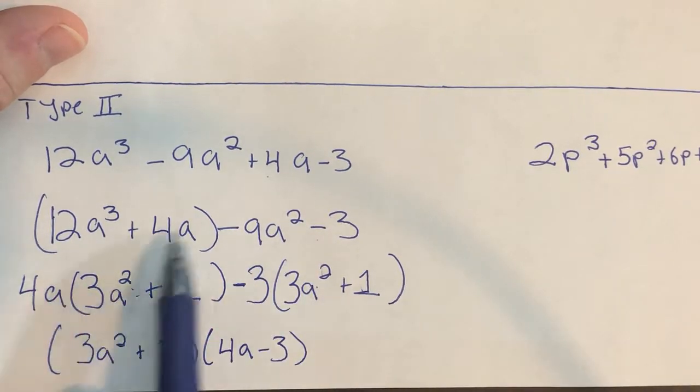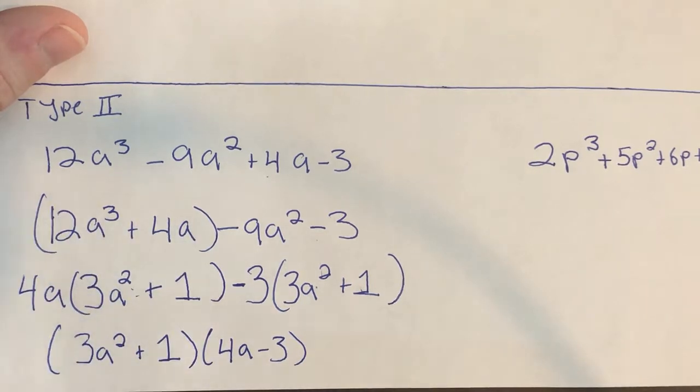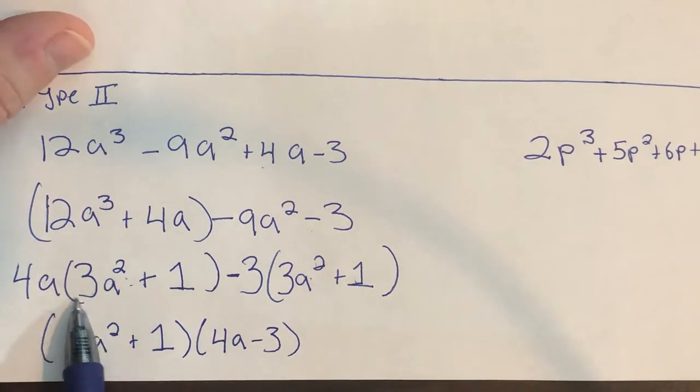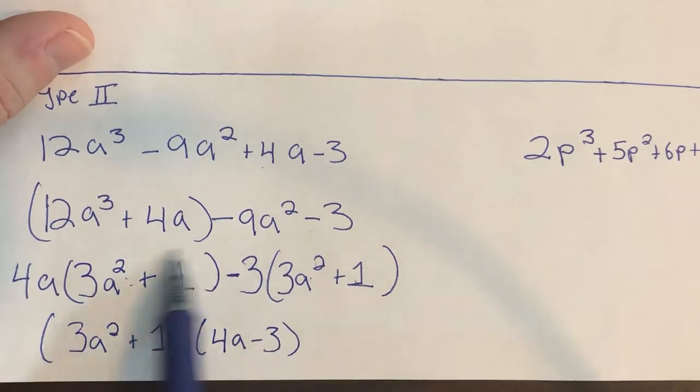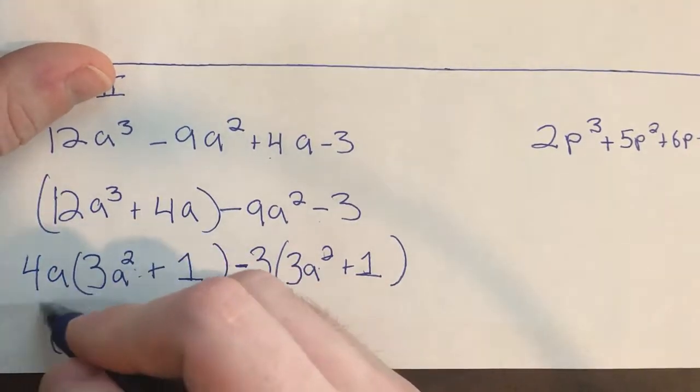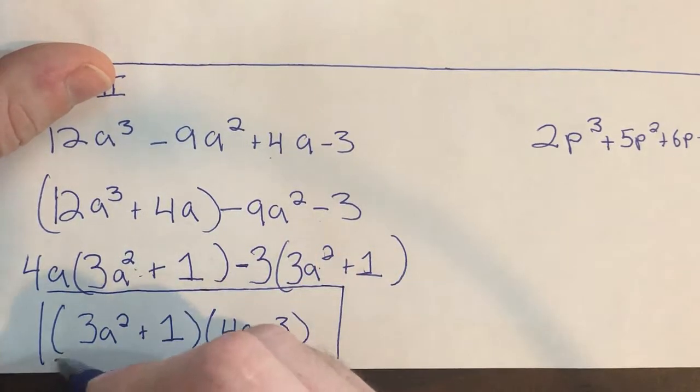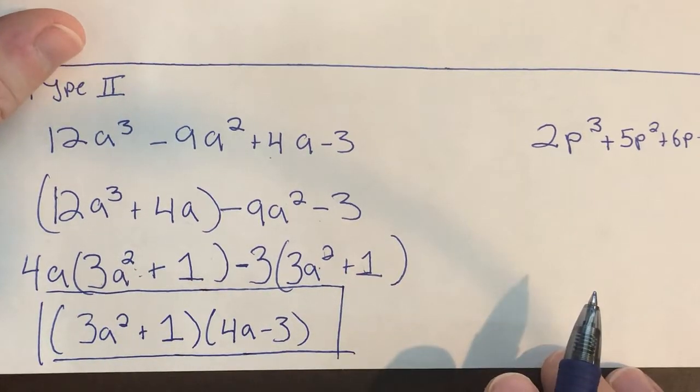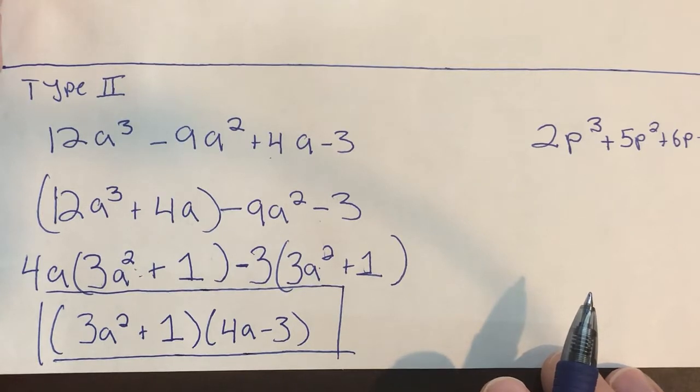How many 4a's did I take out? Only 1 4a came out. So similarly, only 1 3a squared plus 1 is going to come out. And now I get this final result. Okay, so if you need a second, maybe rewind, process it. Okay, that's all right. And I'm going to move on to our last one, maybe you try right here.